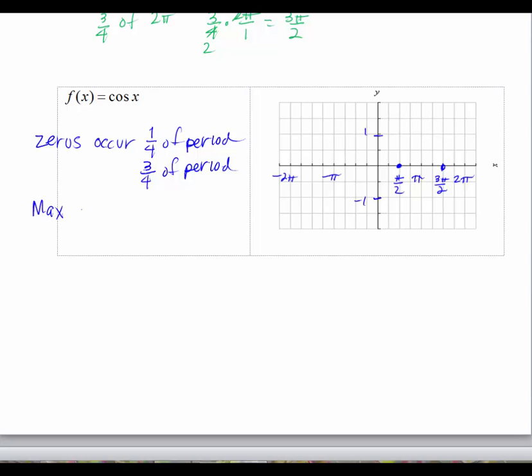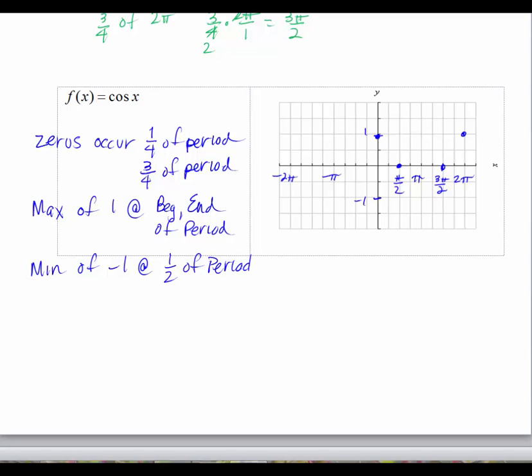Now cosine has a max of 1 that occurs at the beginning, and it also occurs at the end of the period. So beginning is 0, so up 0, 1, and at the end it's at 2 pi. So 0 and 2 pi. It has a min of -1, and that occurs halfway, half of the period. So half of 2 pi is pi, and that's -1. And again, I connect these with a nice smooth curve, doing my best to connect them.